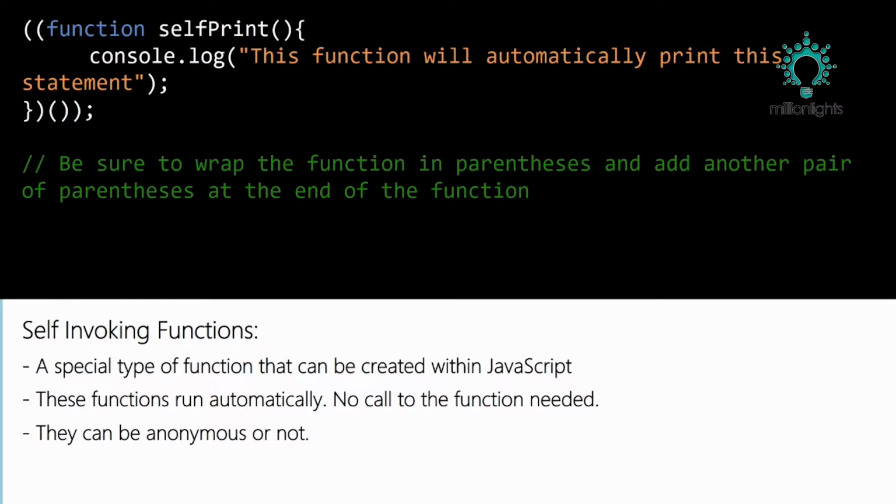Pretty much the same way you declare a function is with the function keyword, give it a name. Self-invoking functions are exactly what they sound like. They will run on their own. There's no need to call them. You just declare a function and put it within an extra set of parentheses and it'll automatically run. No ifs, no ands, no buts. So you never have to worry about that.